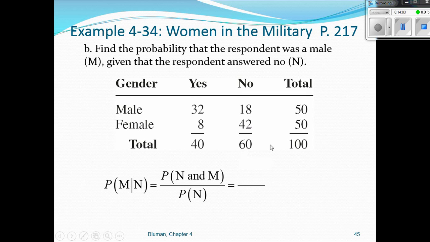So you could do this if you were given the sample space without going through the formula, but I want to make sure that you're comfortable with the formula because eventually you're not always given the sample space, okay? So we find the probability that they answered no and they're male. It's 18 of them out of 100. And the probability that they answered no is 60 out of 100, which reduces to 18 over 60, which reduces to 3 over 10.